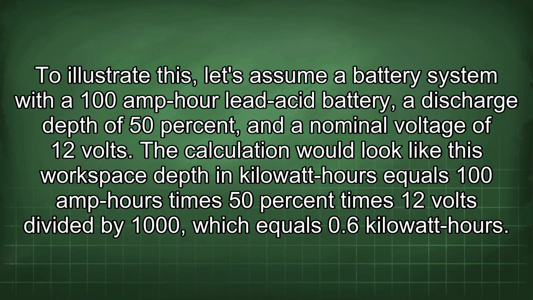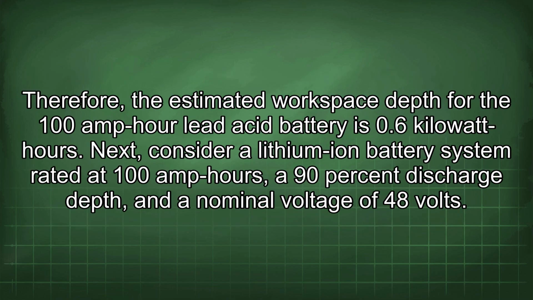For example, if it is a lead-acid battery, use 12 volts, and if it is a lithium-ion battery, use 48 volts. To illustrate this, let's assume a battery system with a 100 amp-hour lead-acid battery, a discharge depth of 50%, and a nominal voltage of 12 volts. The calculation would look like this: workspace depth in kilowatt-hours equals 100 amp-hours times 50% times 12 volts divided by 1000, which equals 0.6 kilowatt-hours. Therefore, the estimated workspace depth for the 100 amp-hour lead-acid battery is 0.6 kilowatt-hours.